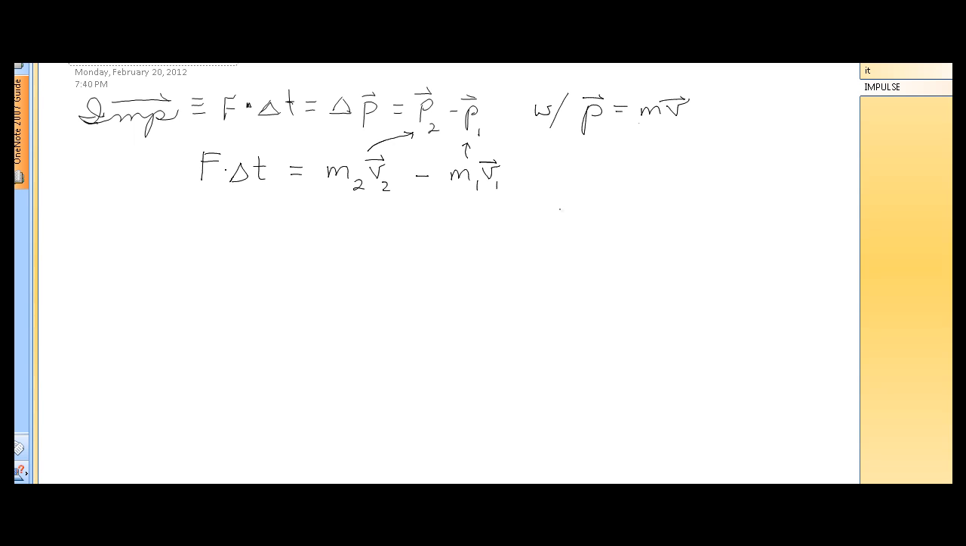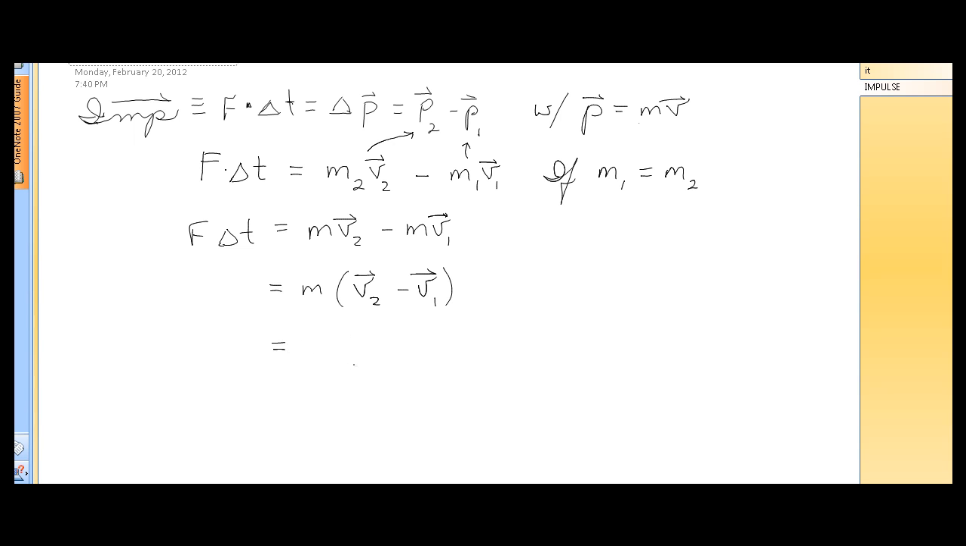Now, what we have is just a restatement of the relationship we already had, but what I'm going to do is assume that the mass of the object stays the same. So if the mass at time 1 is equal to the mass at time 2, in other words, if the object's mass does not change, then that means we have force times time interval equals mass times the velocity at time 2 minus the same mass times the velocity at time 1, and that means we can divide out the mass, or factor out the mass, and get velocity time 2 minus velocity time 1.